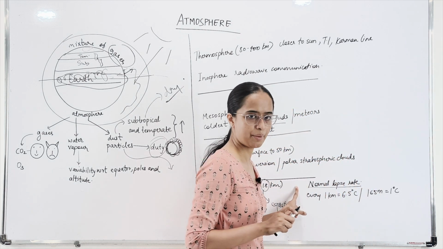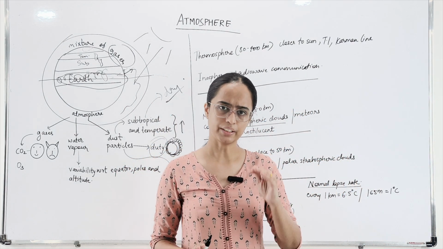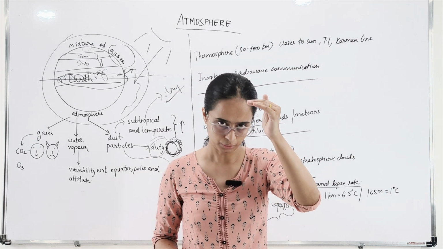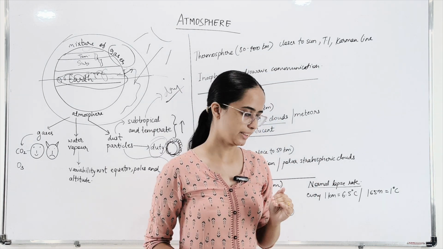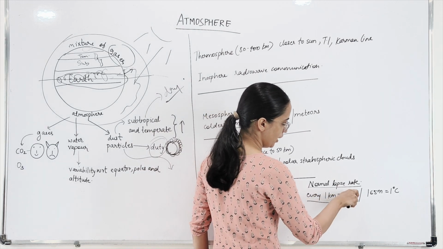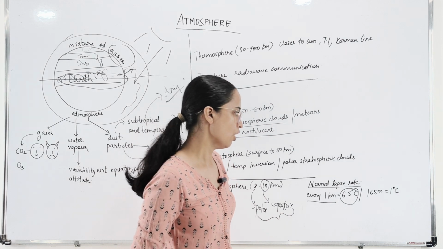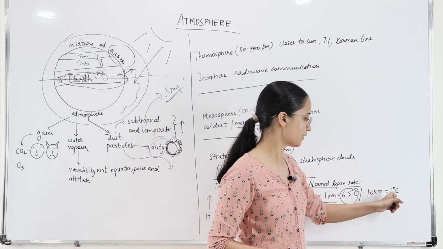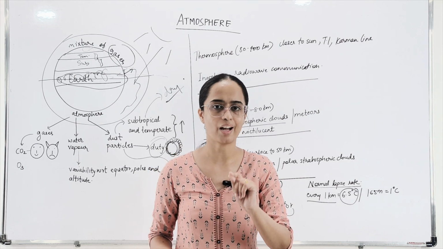What is this normal lapse rate? Normal lapse rate means that as your height is going to increase, your temperature is going to decrease. And how does it decrease? For every 1 kilometer, there would be a decrease of 6.5 degrees Celsius, or for every 165 meters, the temperature would decrease by 1 degree Celsius. This is the normal lapse rate.